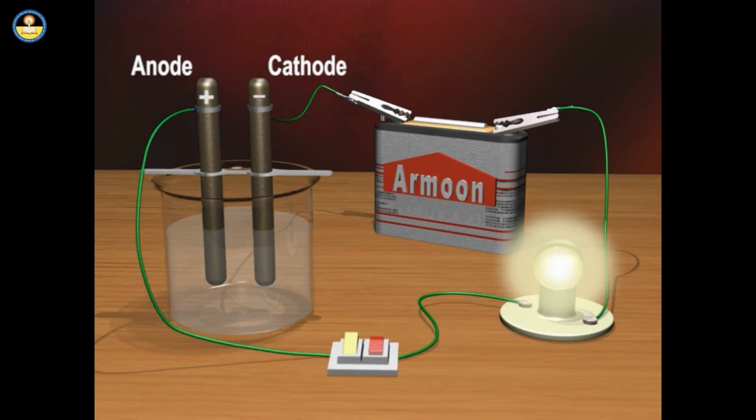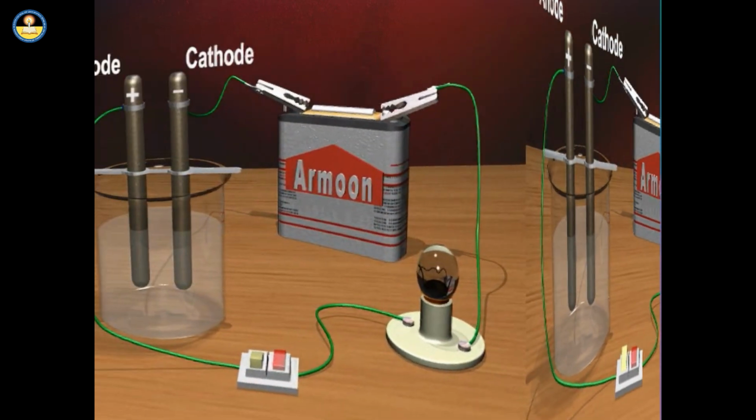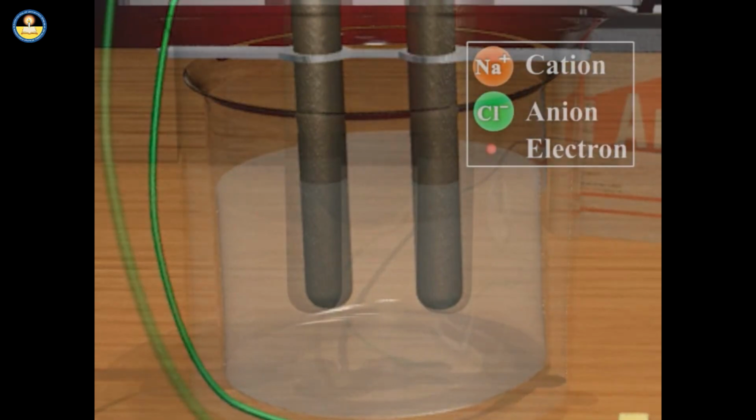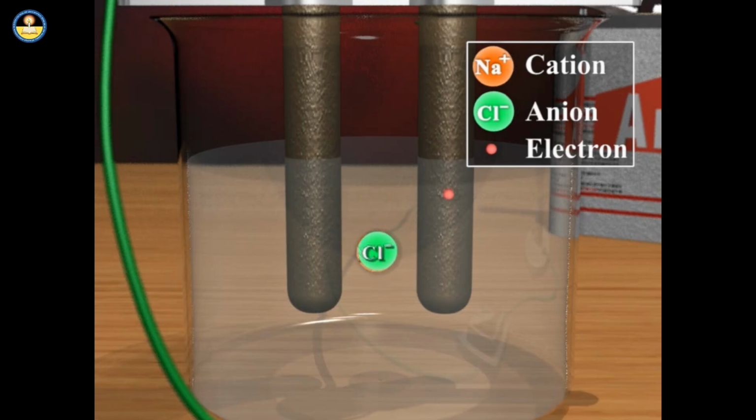Sodium chloride ionic compound behaves in the same way. The free ions in the molten or dissolved state can conduct electricity by moving towards oppositely charged electrodes. You can observe the movement of ions from the animation shown on screen. Sodium ions move towards the cathode, whereas chloride ions move towards the anode.